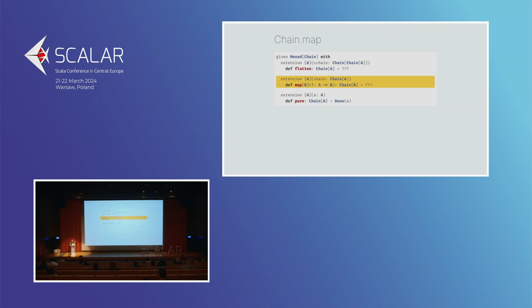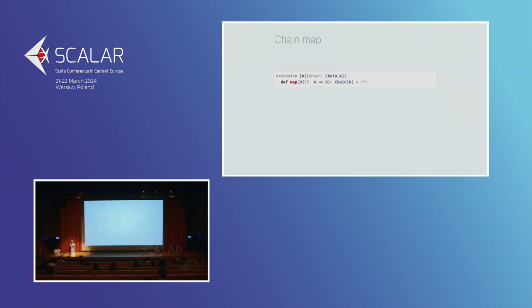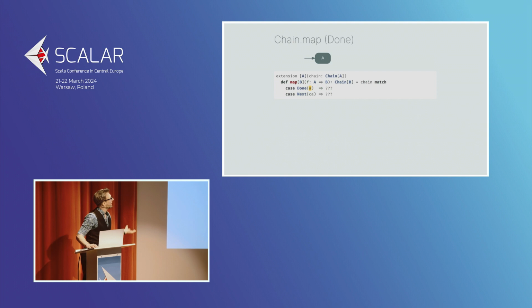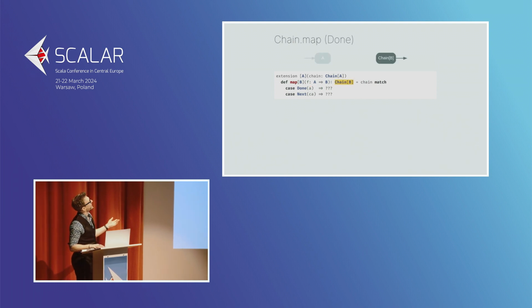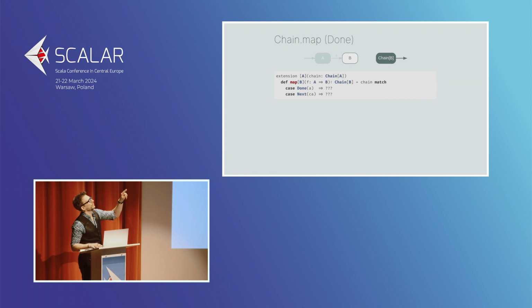That's going to be the most difficult diagram of the entire talk, so you have to pay attention now. We have a chain of A, which is obviously a sum type, so we're going to deconstruct it. The first part is easy enough. We have an A, we want to get to a chain of B. We have a function from A to B, so we want to link a B to a chain of B. And we've just done that, haven't we? That would be done. So that's easy enough.